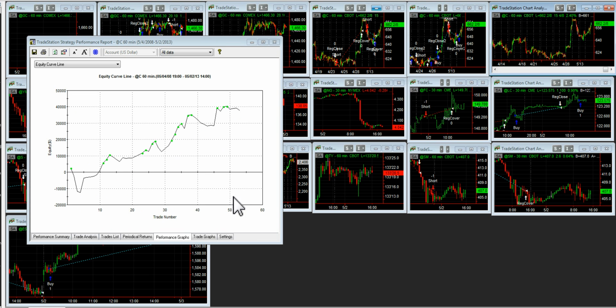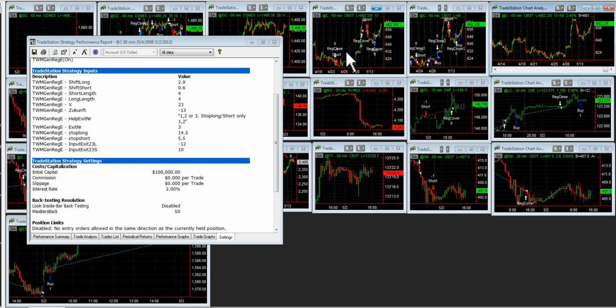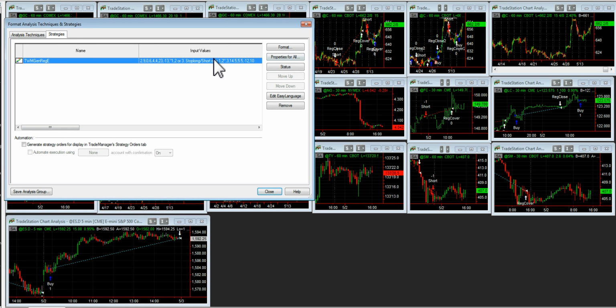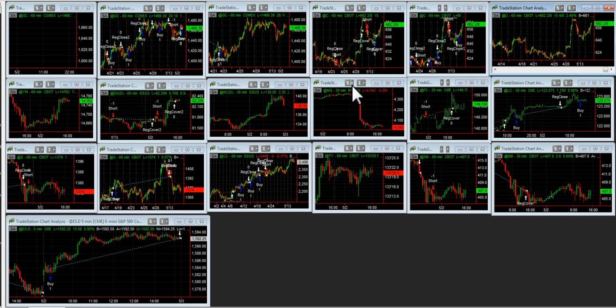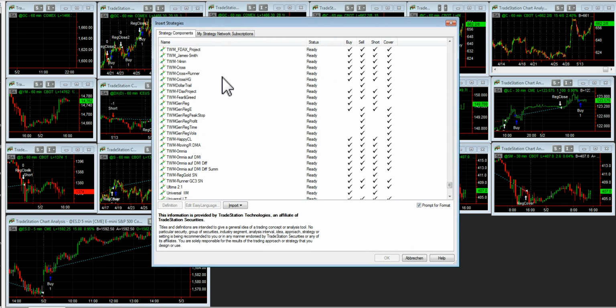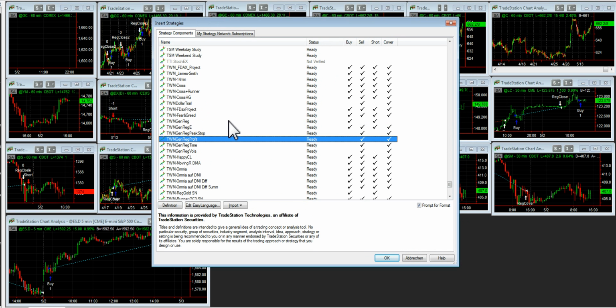Okay, so good so far. And this is only the strategy. This is only the strategy as it is. And if you look in here, you see here on these format analysis techniques only this strategy. And what I did now is I pressed the insert strategy button, and I inserted different strategy components from TradeStation.